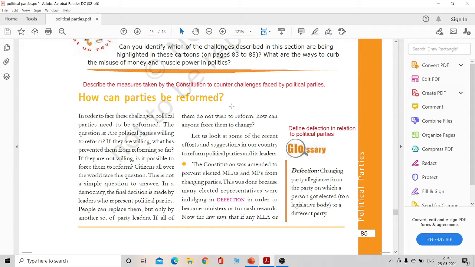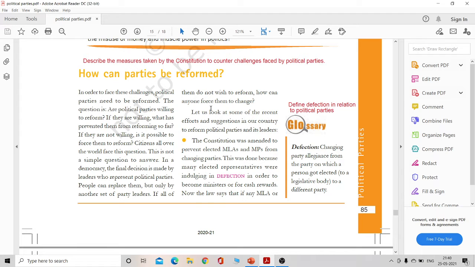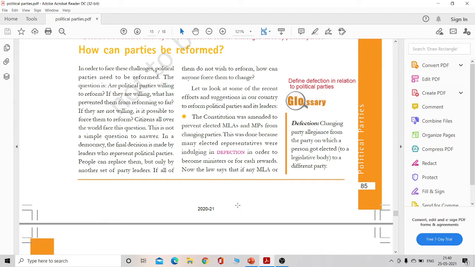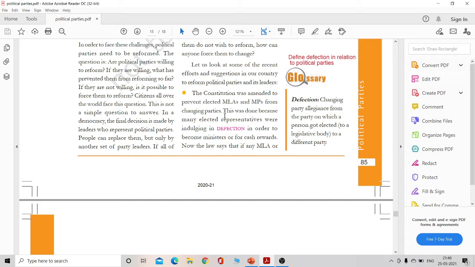The answer is on page 85 of the 2021 edition of the NCERT book. You can have a look at the portion on how parties can be reformed. It's clearly mentioned what the constitution does in the bullet points.